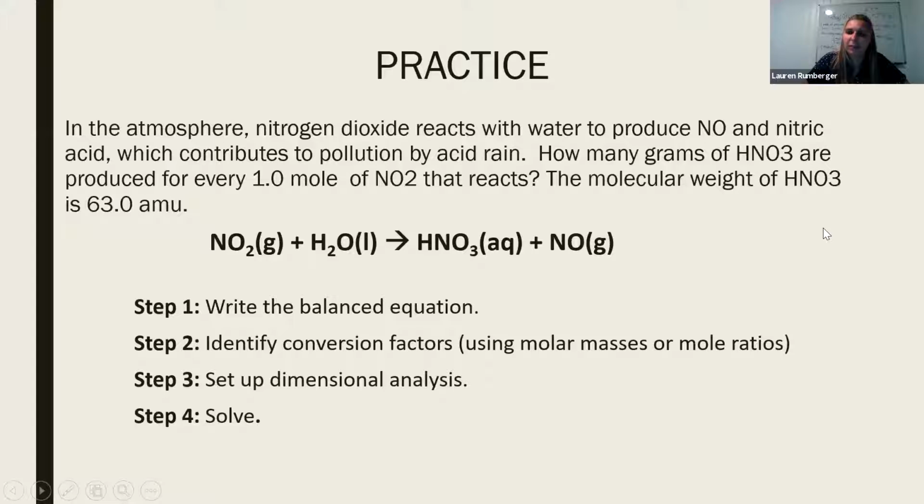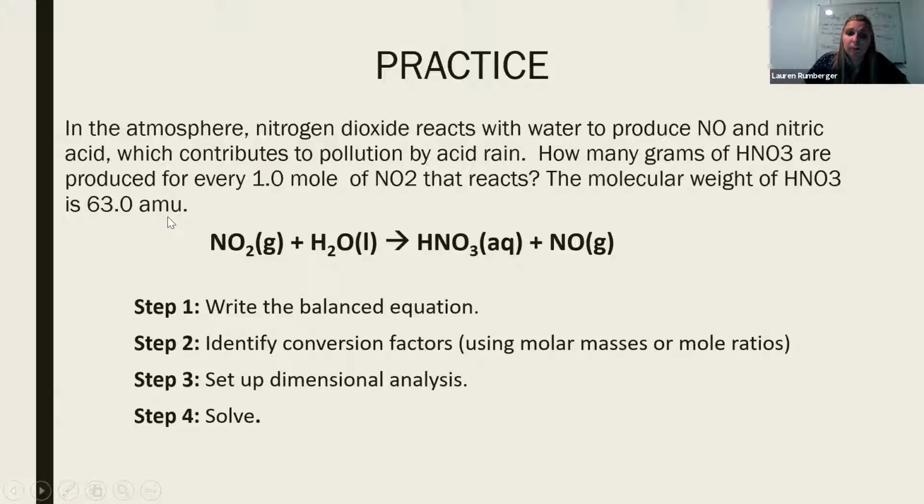was writing this, I'll fix it later. How many grams of nitric acid are produced for every 1 mole of nitrogen dioxide that reacts? The molecular weight of nitric acid is 63 AMU.